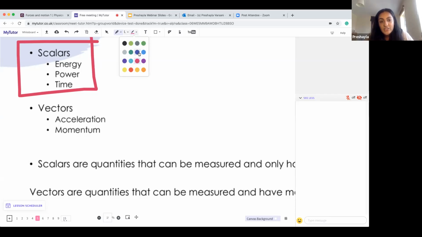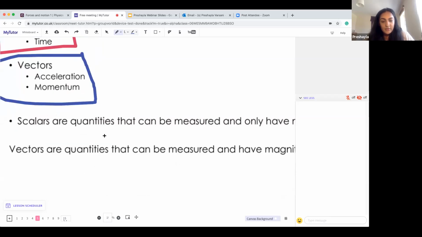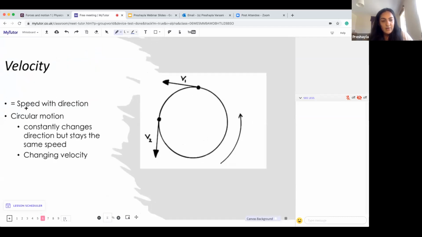And in a GCSE question, you might need to list off maybe 3 or 4 scalars. So you could say speed, you could say distance, energy, power, time, any of those. Vectors then, some other examples are acceleration and momentum. So acceleration always has a direction. You might be accelerating downwards, forwards, backwards, and even upwards. And momentum also has a direction.